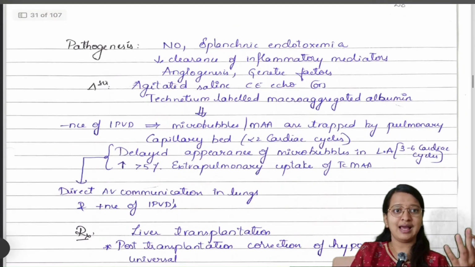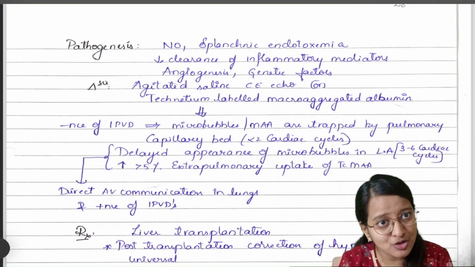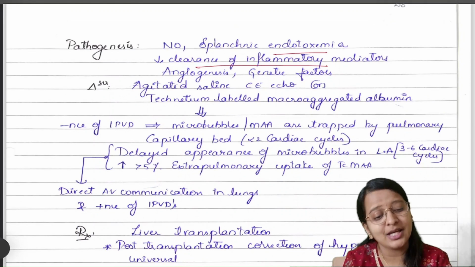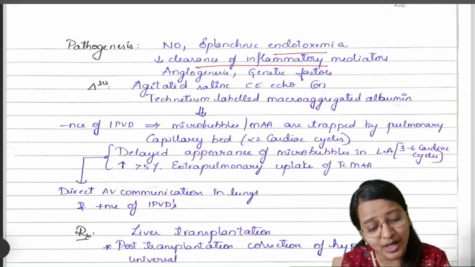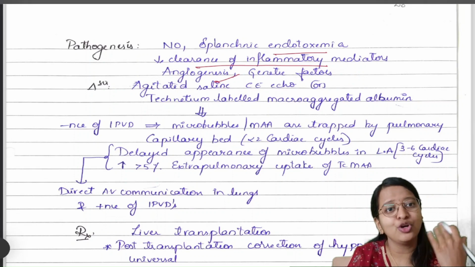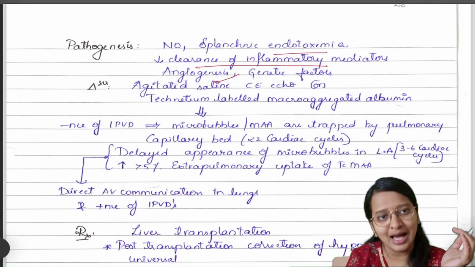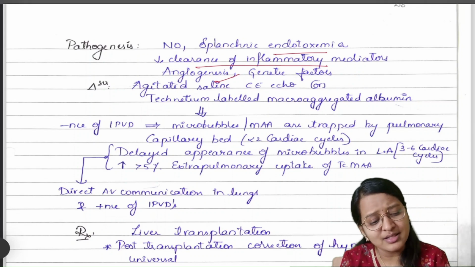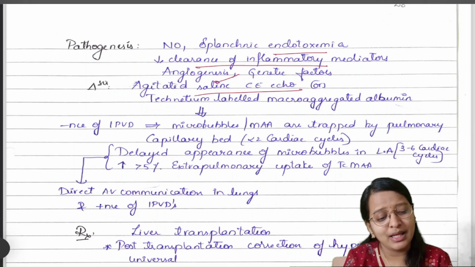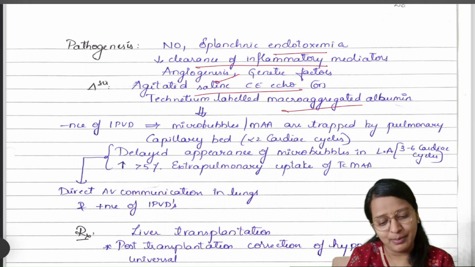So, why does this happen? The pathogenesis might be due to nitric oxide, endotoxemia, decreased clearance of inflammatory mediators, angiogenesis, or genetic factors. All these may contribute to pulmonary vascular dilatations and hypoxemia. As for diagnosis, we have already seen either the contrast enhanced echo or technetium-labeled macroaggregated albumin.